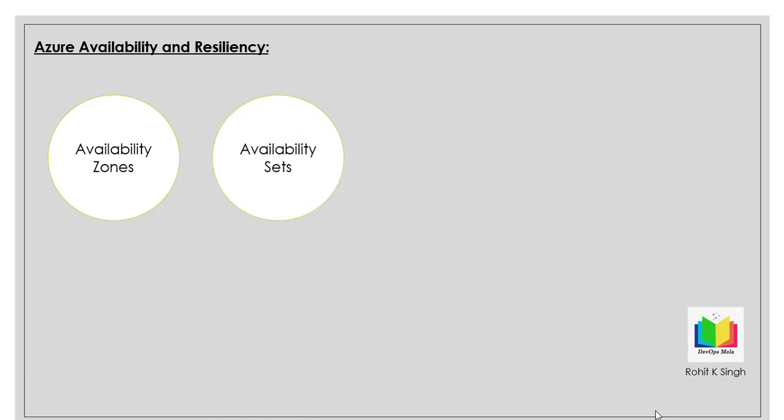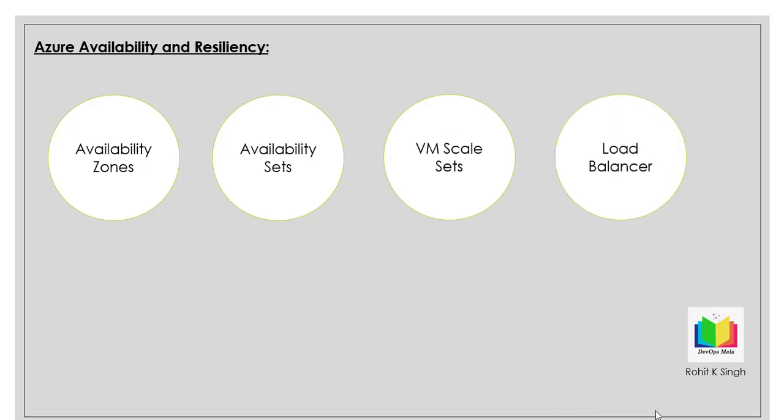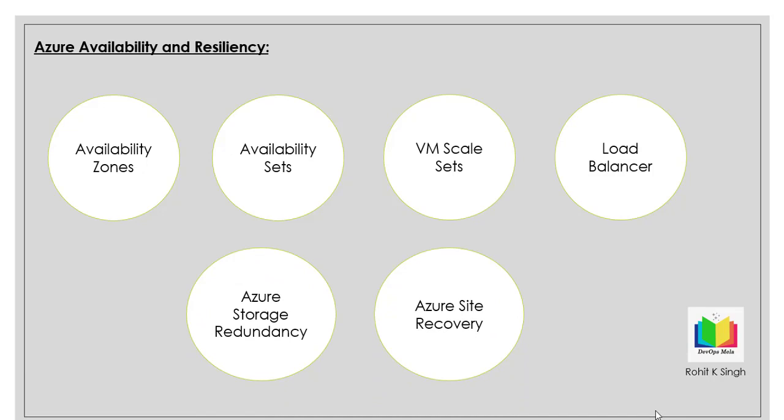To avoid such things, you have classic solutions in Azure. You can set availability zones. You can set availability sets. You can have virtual machine scale sets. You can have a load balancer. You can have Azure storage redundancy. You can have Azure Site Recovery.